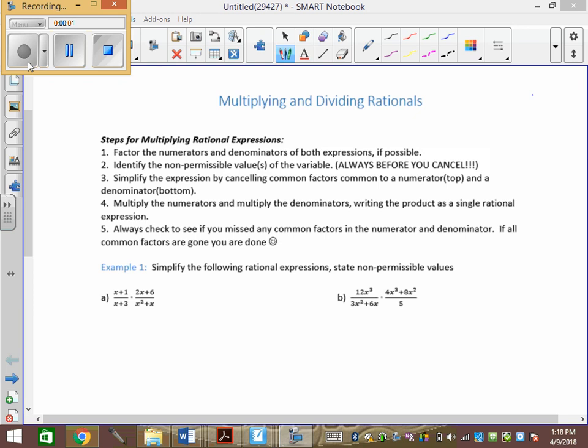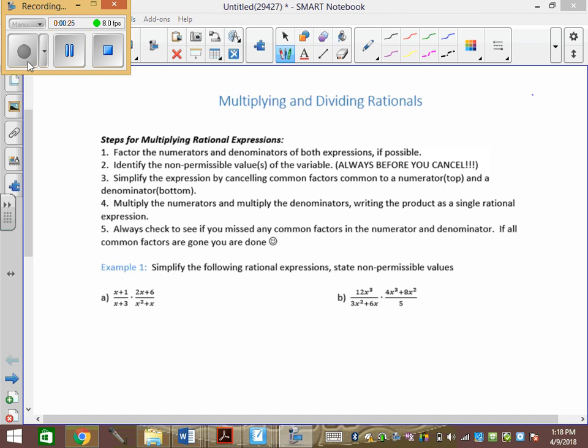Multiplying and dividing rationals. So you factor the numerators and denominators of both expressions if possible. Identify the non-permissible values. Once again, it's just the denominators that you state non-permissible values for, but now you have two denominators that you state non-permissible values for. And you have two numerators and two denominators that you have to factor or GCF or difference of squares.